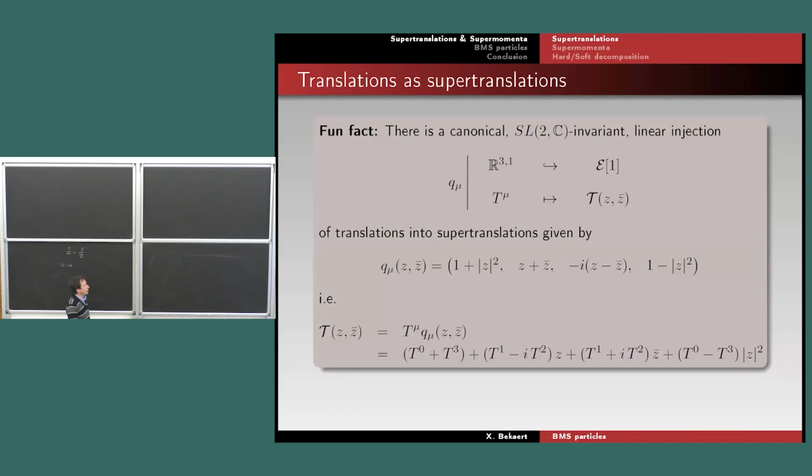Okay, so as we know, translations sit canonically inside super translations. In more fancy terms, there is a canonical Lorentz invariant linear injection of the translations inside the super translations, which is given explicitly by this. Very well.